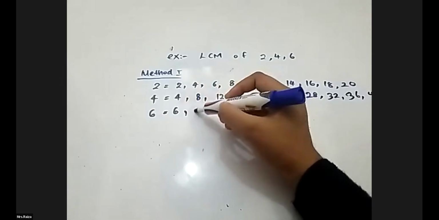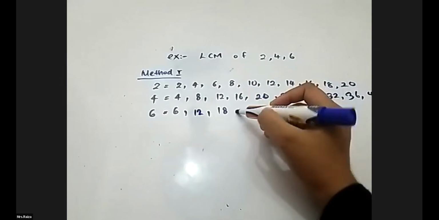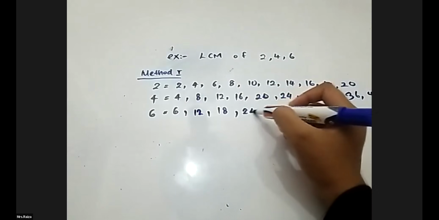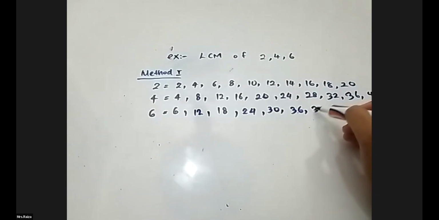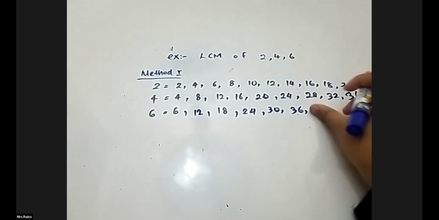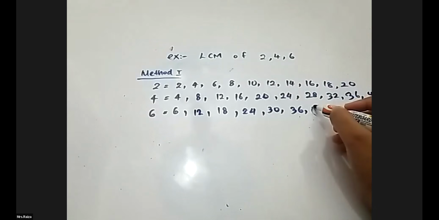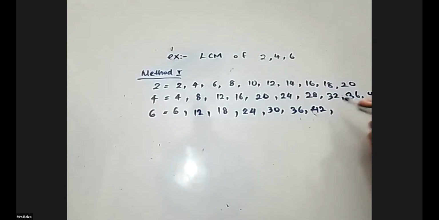Multiples of 6: 6 times 1, 6, 12, 18, 6 times 4, you get 24, 6 times 5, 30, 6 times 6 is 36, then 6 times 7 is how much? 42. Then 6 times 8, you get 48.